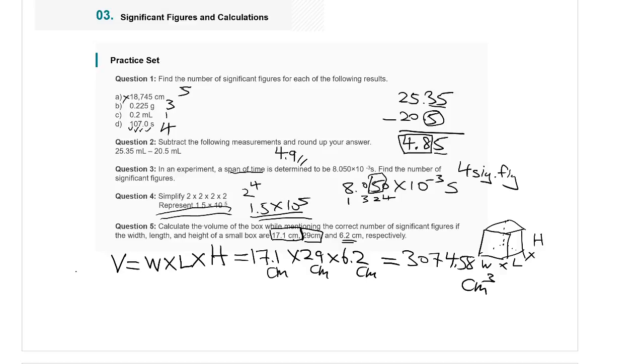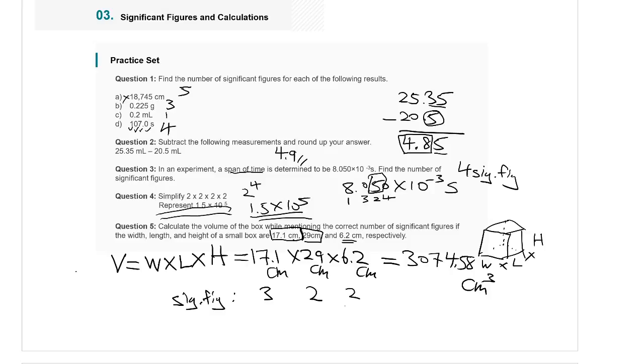Okay, so for the next step, we are going to look at the significant figures. First one, 17.1 will be 3 significant figures. We have 3 non-zero digits. 29, we have 2. So we have 3 for that, 2 for 29, and 2 for 6.2.